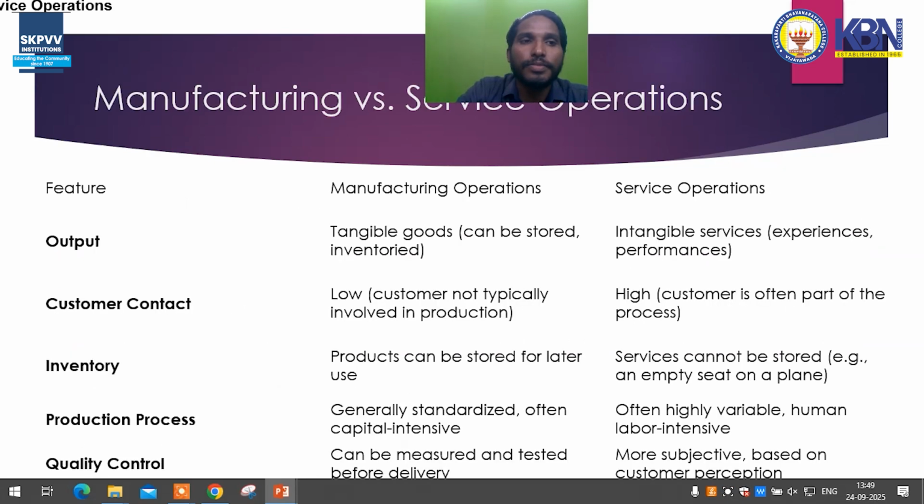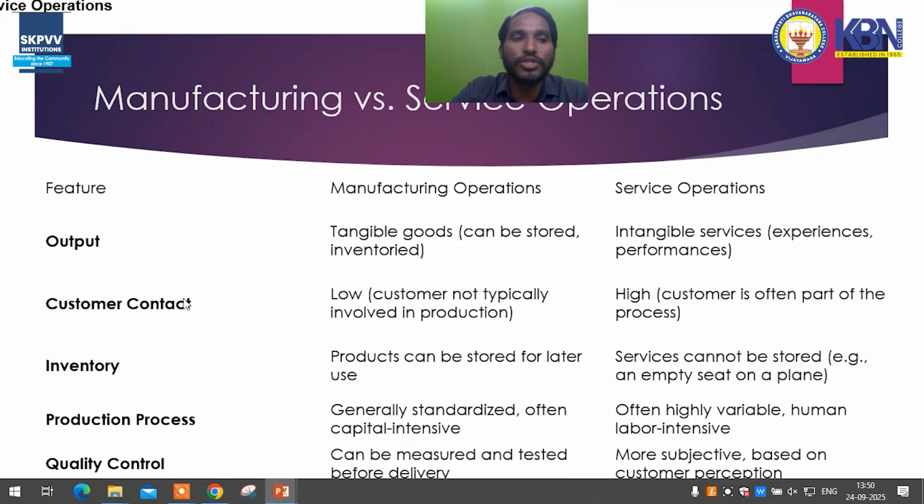Next, we can discuss manufacturing versus service operations in this output. Here are the features of manufacturing operations and service operations. In manufacturing operations, the output is tangible goods that can be stored and inventoried. In service operations, the output is intangible: services, experiences, performances.